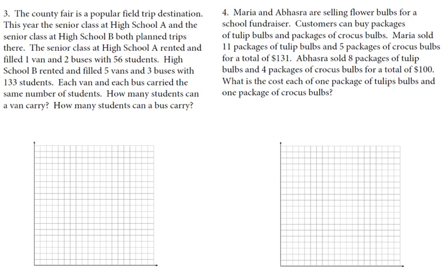So the county fair is a popular field trip destination. This year, the senior class at High School A and the senior class at High School B both planned trips there. The senior class at High School A rented and filled 1 van and 2 buses with 56 students. High School B rented and filled 5 vans and 3 buses with 133 students. Each van and each bus carry the same number of students. How many students can a van carry? How many can a bus carry?